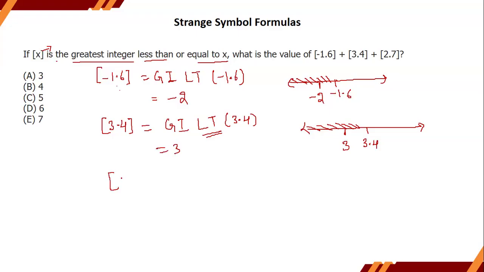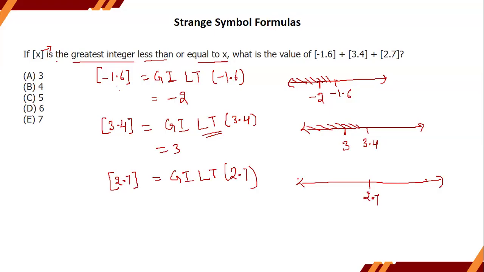Okay, then symbol of 2.7. So that is the greatest integer less than 2.7, right? So we will put it again on the number line. Here we have 2.7, so the greatest integer less than 2.7 is 2. So that's equal to 2. Once we have all the values, let's figure out what is minus 2 plus 3 plus 2, which is equal to 3. So hope this is clear.